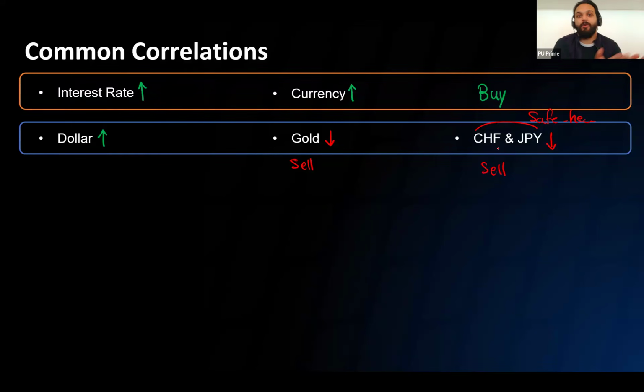If the gold is going to go down, why should I sell CHF and JPY? This is not a smart trade. Hope you got my idea. So guys, it's very important. I see a lot of people just open multiple trades. They sell gold, they sell CHF, they sell NZD, and they do not understand that you are taking the same position. It's the same thing.